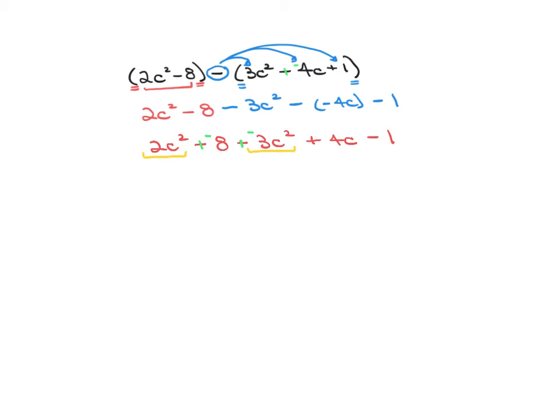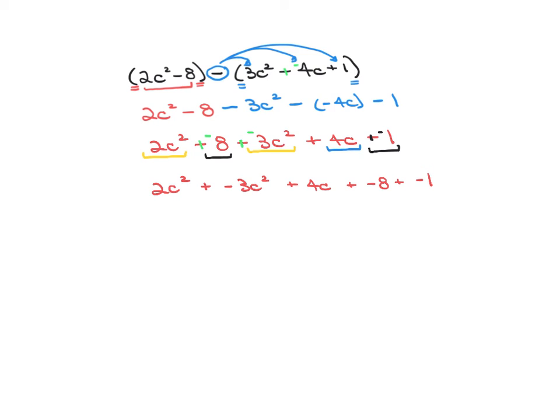So those two are like terms. This one with the c, there's only one term with c. And then lastly, the constants, we have 2 right there. I should have turned that into plus negative 1. I'm just going to move my like terms so they're next to each other: 2c squared plus negative 3c squared plus 4c plus negative 8 plus negative 1.